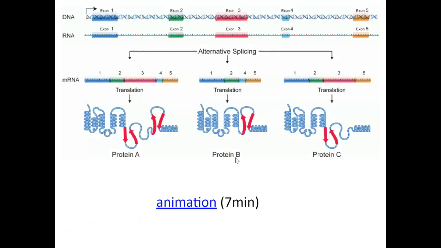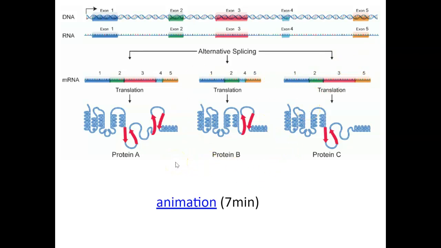This one shows the same thing, alternative splicing, right? We're making protein A, protein B, and protein C. There are 5 different exons here, so you can see that this one we're using all 5, this one we've skipped 3, this one we've skipped number 4, and so on. And so we can get different proteins because of that.